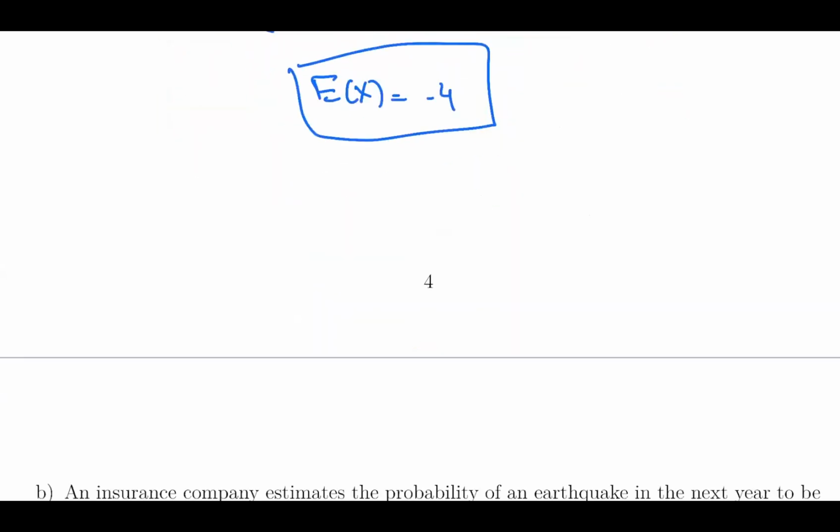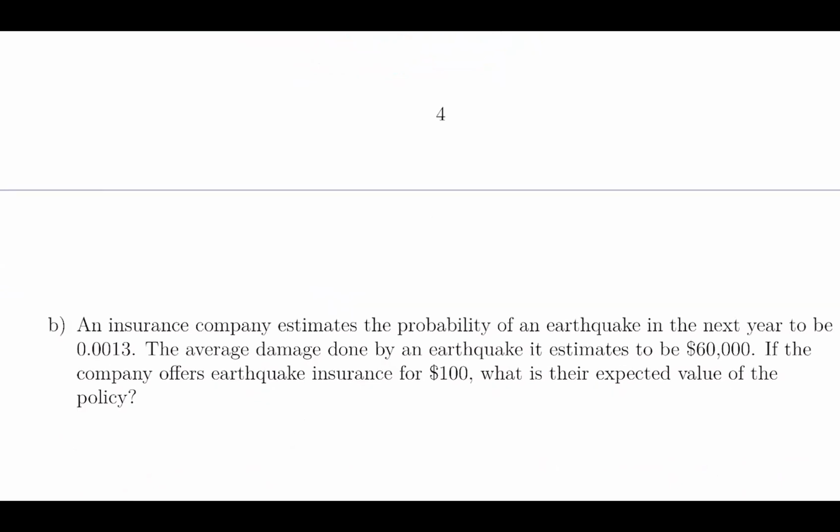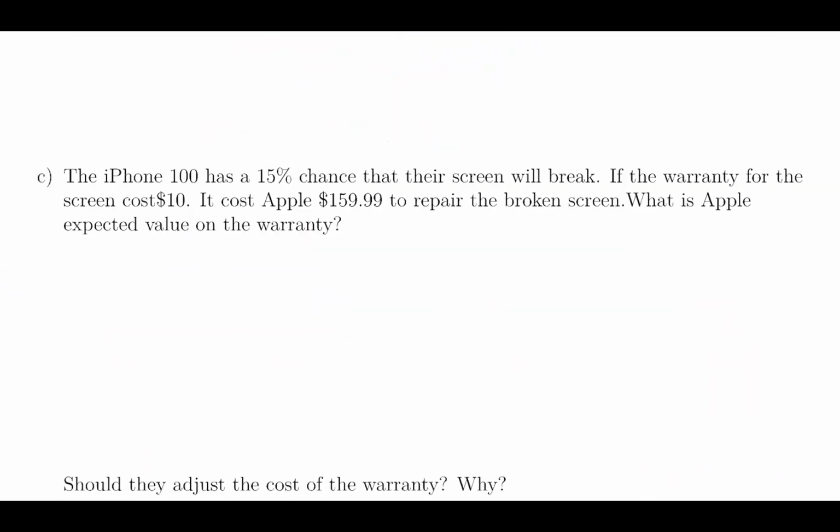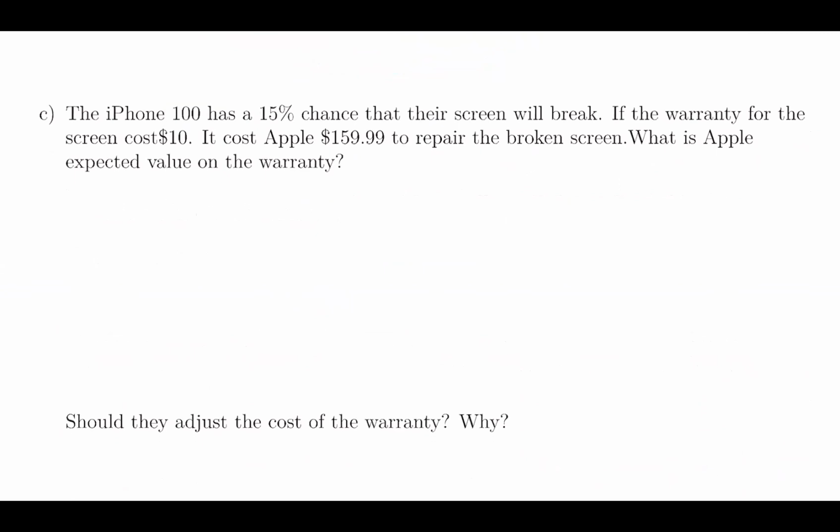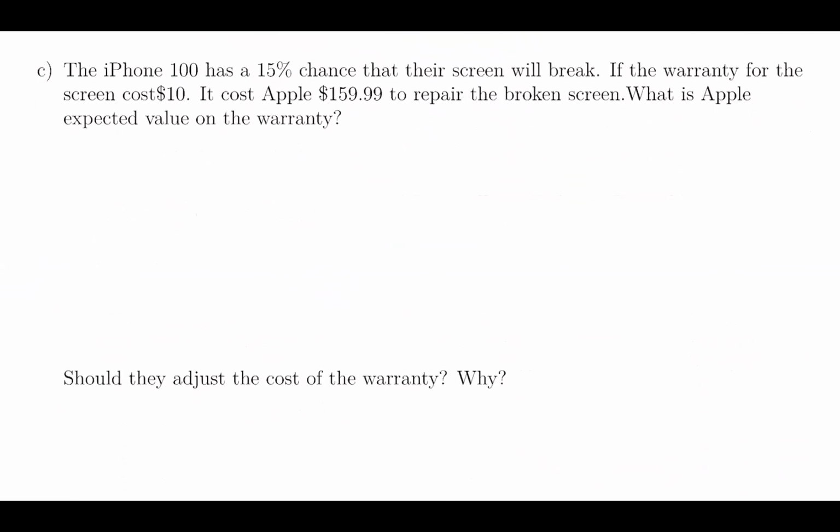All right. So the last thing we're going to do, let's actually skip D. Let's do C. If you want to do B, you could go ahead and do B. It's the same thing as the first one. So let's go ahead and do this one, the one for iPhone. We'll say the iPhone 100 has a 15% chance that the screen will break. If the warranty for the screen costs $10, and it costs Apple $159.99 to repair the broken screen, what is Apple's expected value on the warranty?